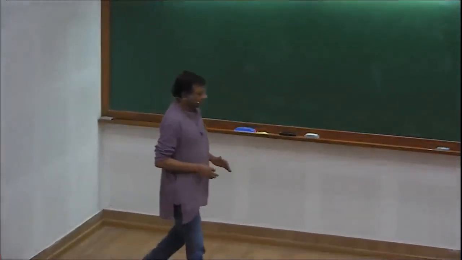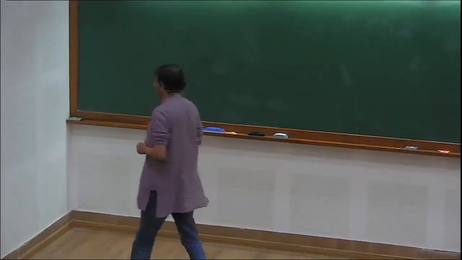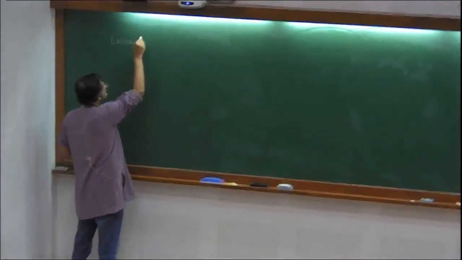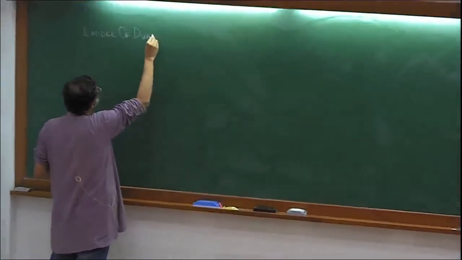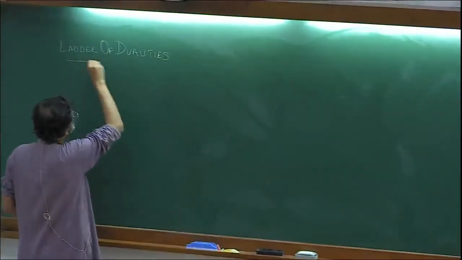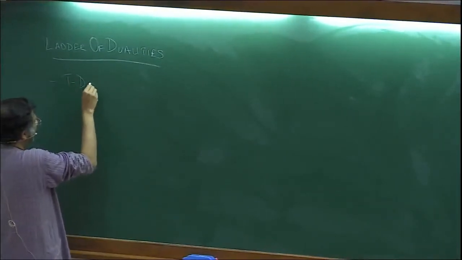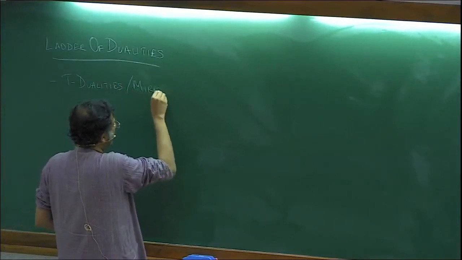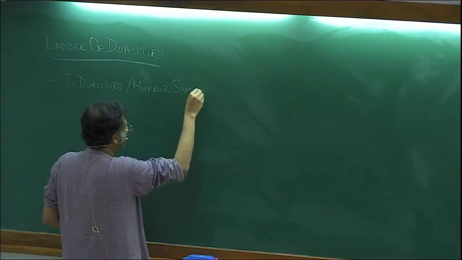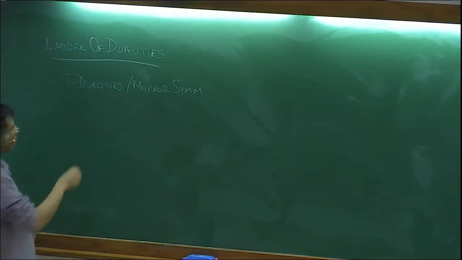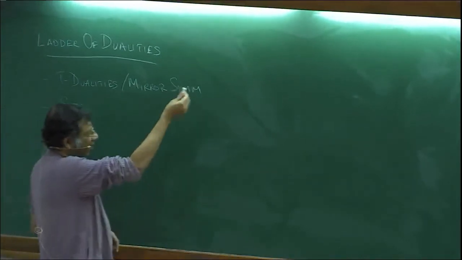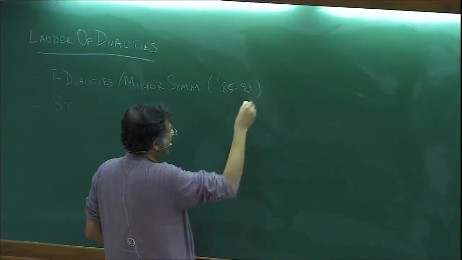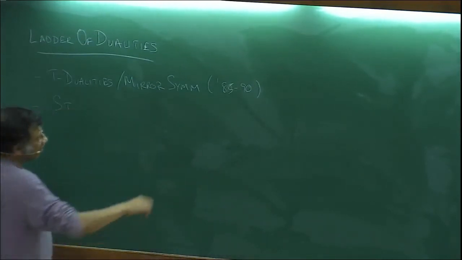Last time I tried to structure this through this so-called, what I call the ladder of dualities. So the first rung were these T-dualities, and mirror symmetry was the sort of more sophisticated version of this, and this is what I talked about last time. And it's historically also the oldest, something from maybe 85 to 90, and were the initial discoveries.